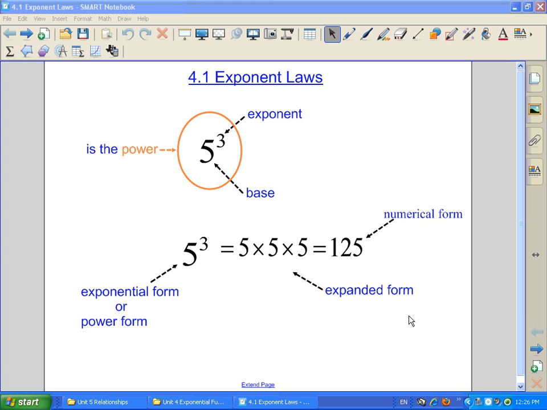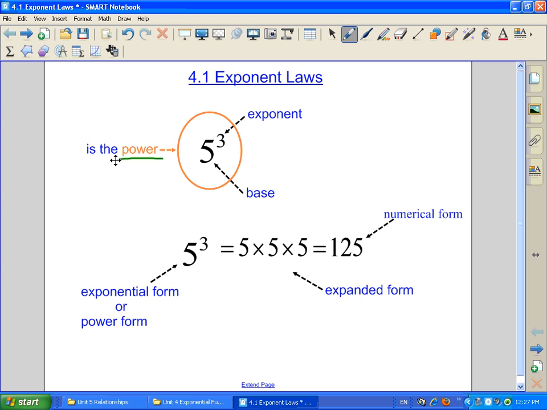Good day, class. Today we're starting chapter 4, which is solving exponential equations, and lesson 4.1 is dealing with the exponent laws. So this should be mostly a review of grade 9, 10, and 11. And here we go. Let's just recap, folks. The power is the whole thing.